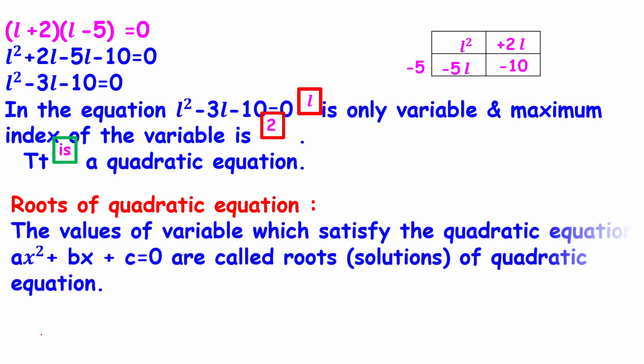That means the value of the variable which satisfies. Satisfy means if you put the value of the variable in the equation, then the value of both sides of the equation is the same. That means the values that satisfy the given quadratic equation are called roots or solutions of the quadratic equation.